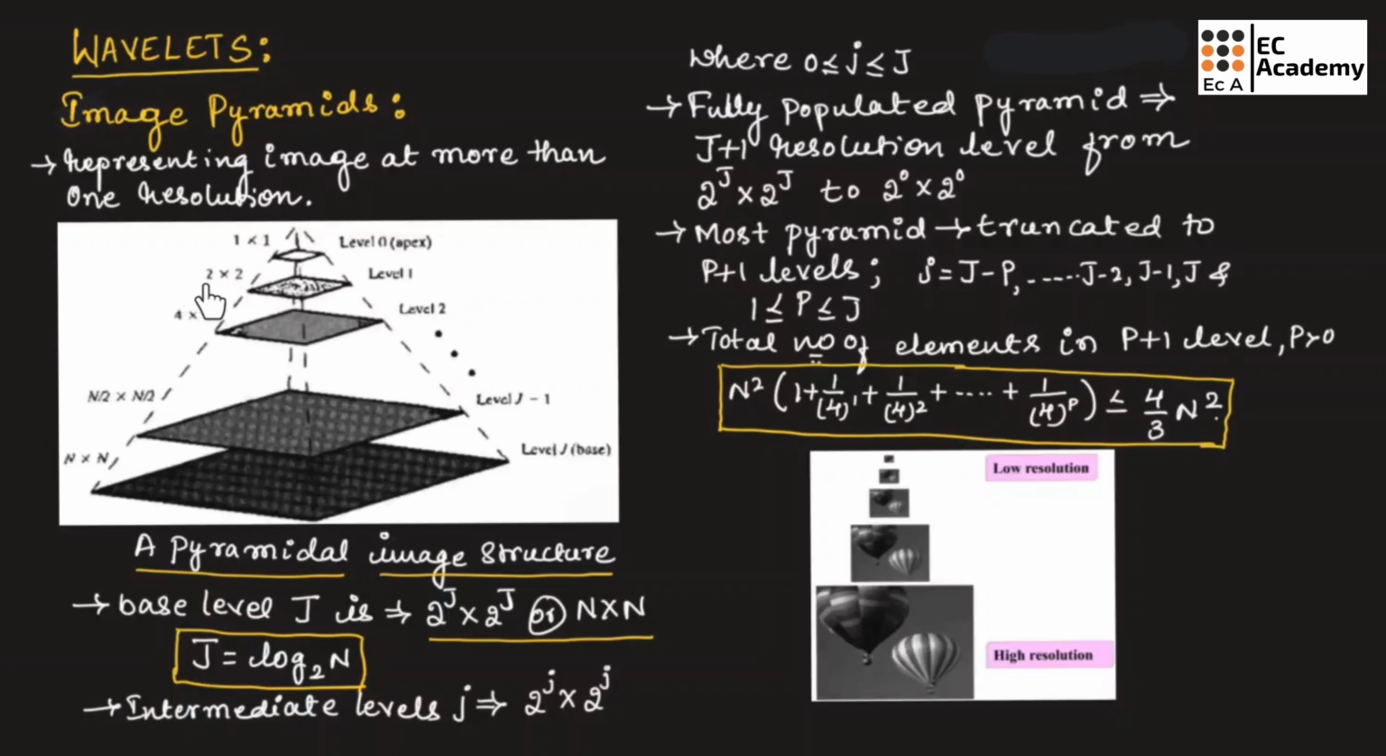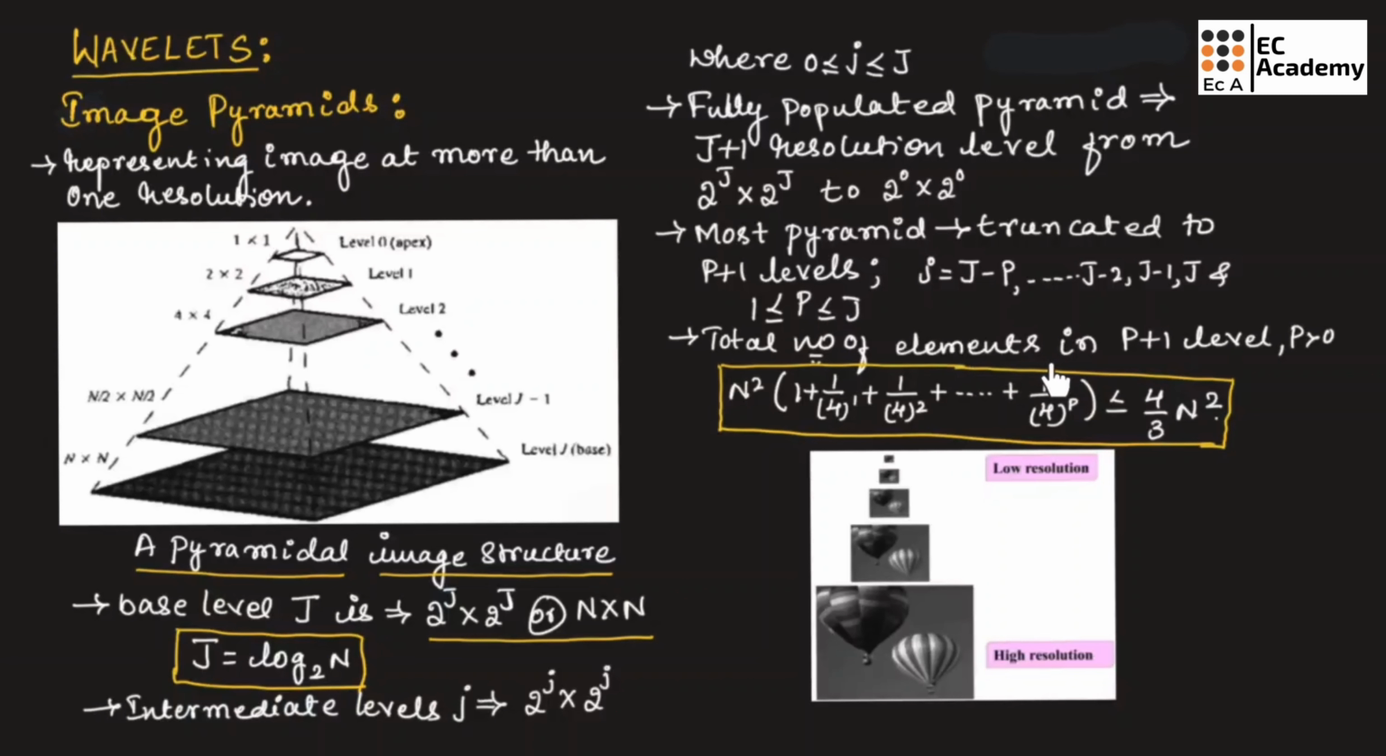2 to the power of 1 into 2 to the power of 1 is 2 cross 2. 2 to the power of 2 into 2 to the power of 2 is 4 cross 4, and so on. Most pyramids are truncated to P plus 1 levels. So most pyramids consist of P plus 1 levels, where small j will be equal to J minus P and so on up to J, and here P will be between 1 to capital J.